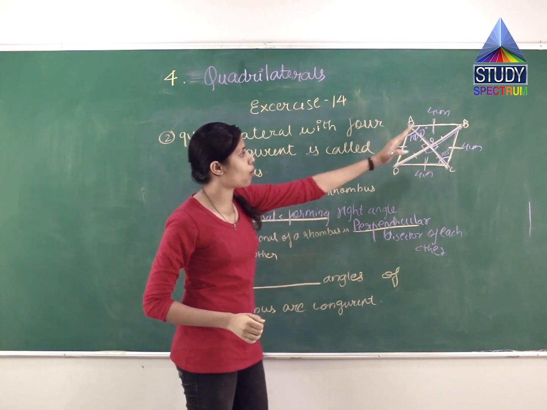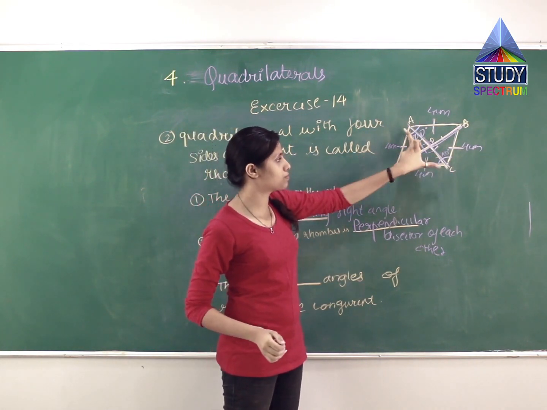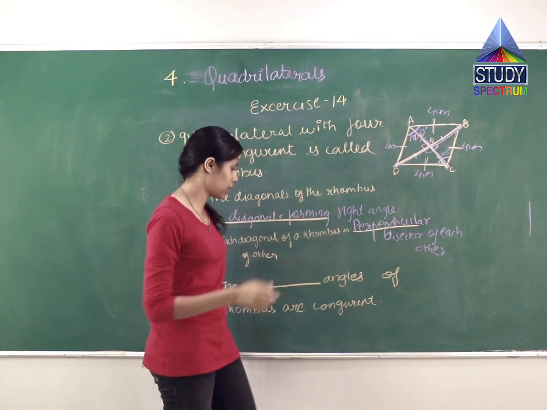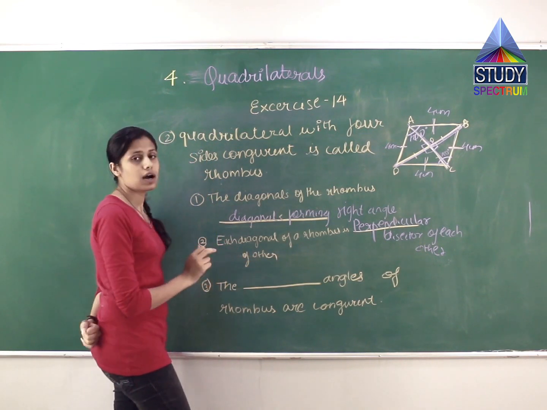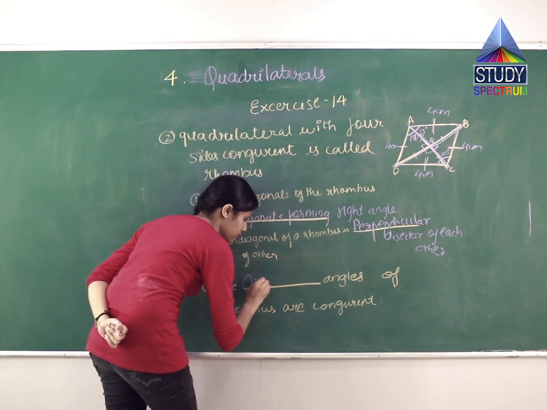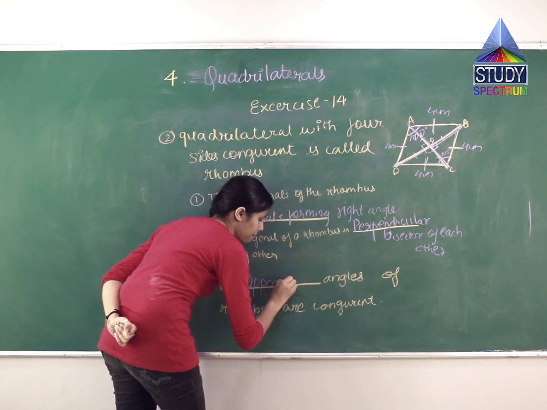They are opposite angles. Opposite means if A, what is the opposite angle of A? C. So both have to be of the same degree, and both B and D have to be of the same degree. So what is the answer to this question? The dash angles of the rhombus are congruent? Yes, opposite angles. So the answer is opposite.